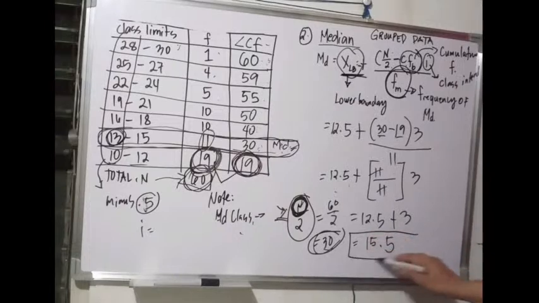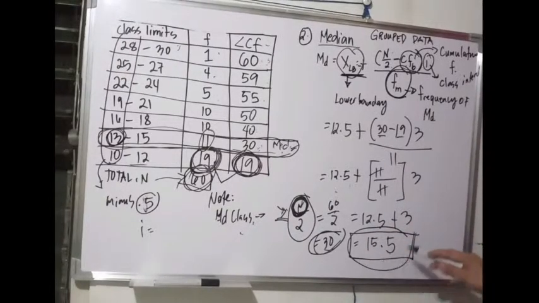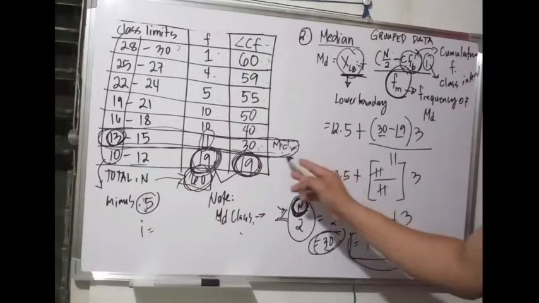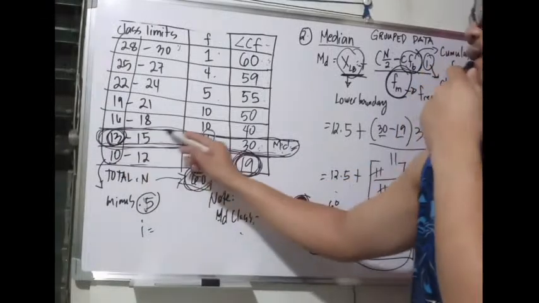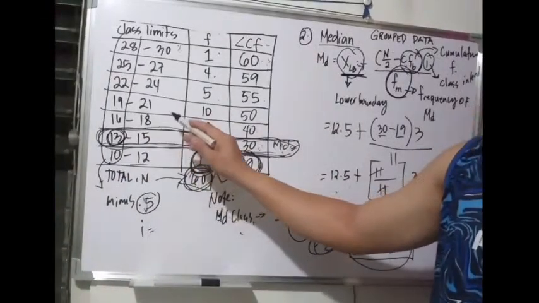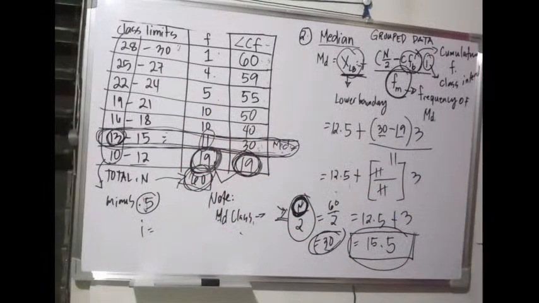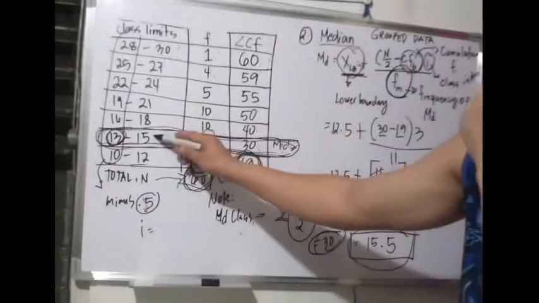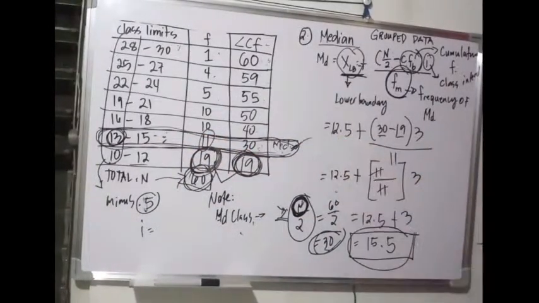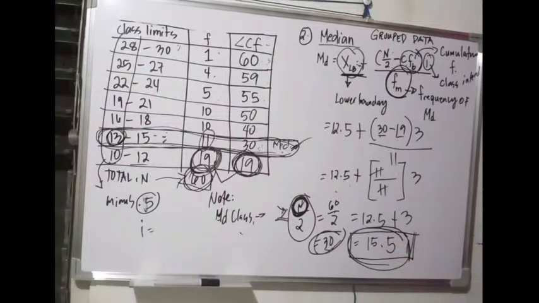Ito na yung median class natin. Tingnan natin, ano yung value ng median class? That is 15.5. Saan natin makita yung 15.5? Dito pa rin natin makita sa median class, 15.5. Kasi this one, may upper value ito. Upper limit, that is 15.5. So dito pa rin natin makita yung median class, 15.5.